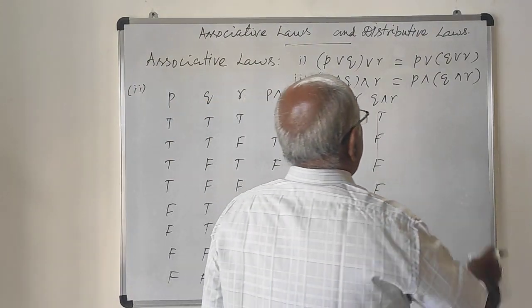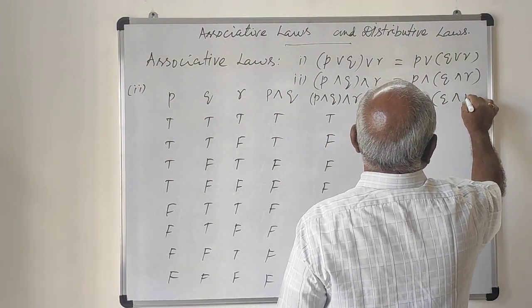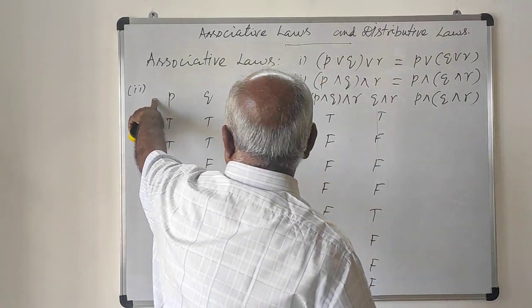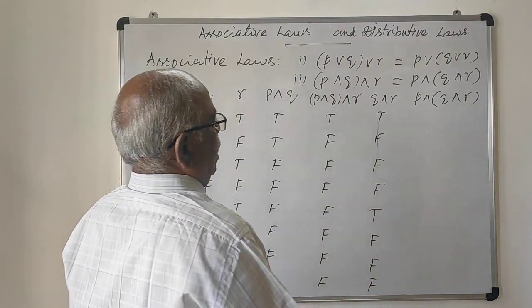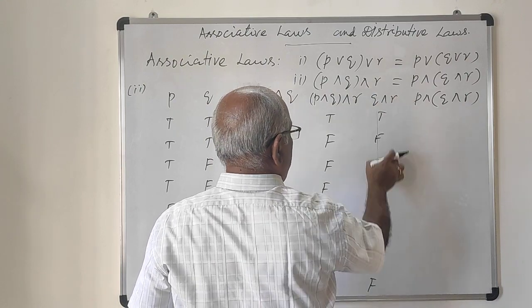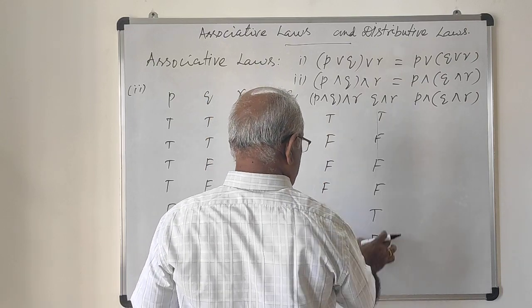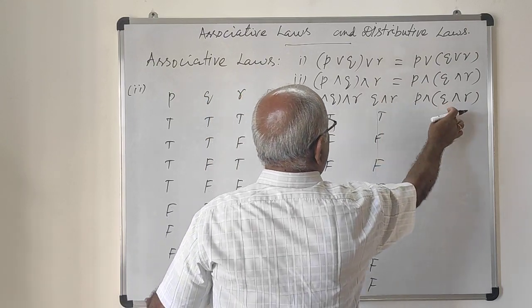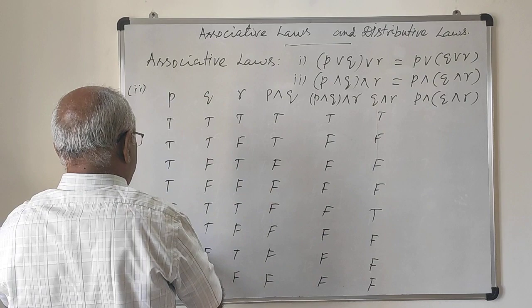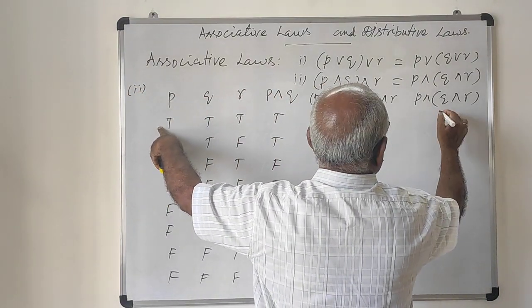Next, the final column, P conjunction Q conjunction R. Here you consider the first column, the P column, and the last, the Q conjunction R column. This is the column 1, 2, 3, 4, 5, sixth column, Q conjunction R, and the conjunction with P. You have to take first and sixth column. Both are T. The truth value is T.